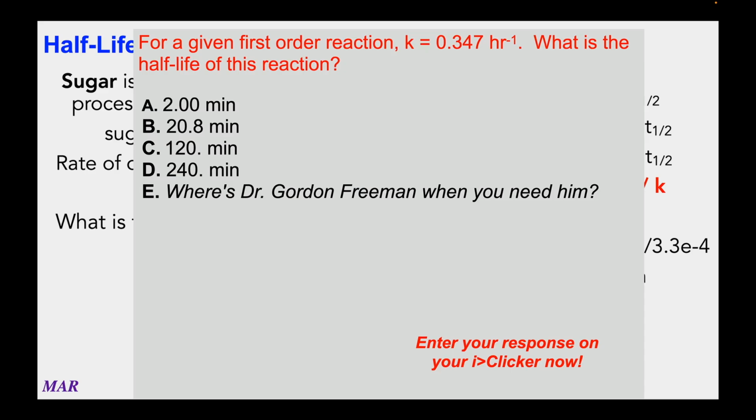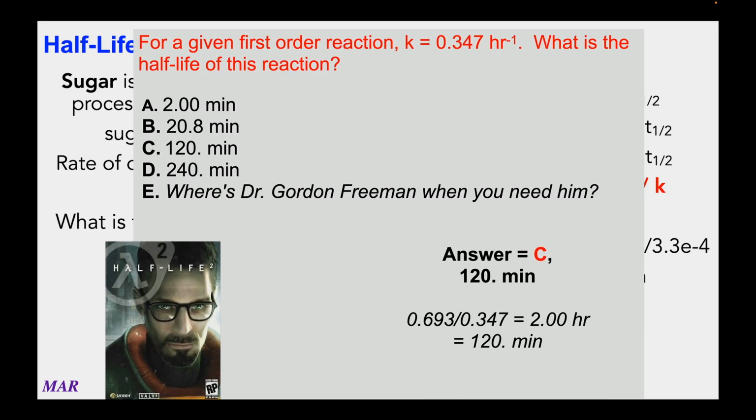But the value you get initially is going to be in hours, because remember, K and T have the same kinds of units. So the half-life you initially calculate will be in hours. All of those answers are in minutes, so we have to convert hours to minutes. So in this problem, once you calculate half-life, 0.693 divided by 0.347, the answer comes out to be in hours, and you need to multiply the hours by 60 minutes per hour to make sense with the answers you're given. So if you do all of that, it comes out to be 120 minutes, and we're good to go.